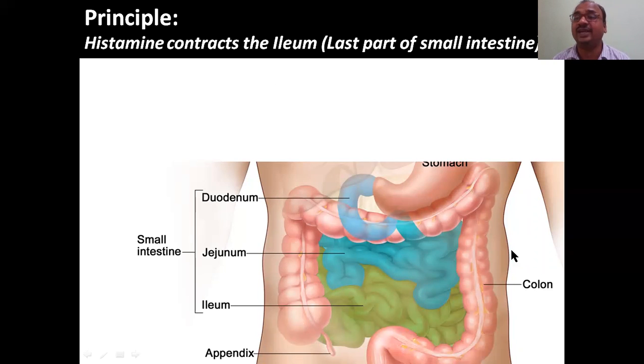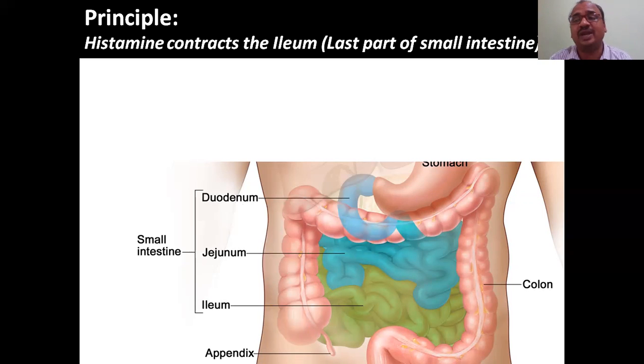Here, this is the human intestine, not the guinea pig or the dinosaur. Only humans. Here is the stomach, and here you can find the duodenum. First part is the duodenum, second part is the jejunum, third part is the ileum. This entirely consists of the small intestine. That part you have to keep in your mind: duodenum, jejunum, ileum.